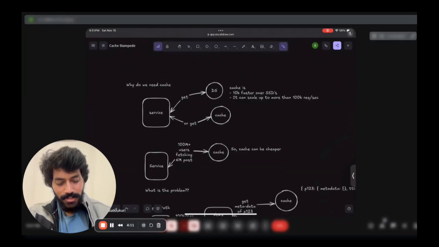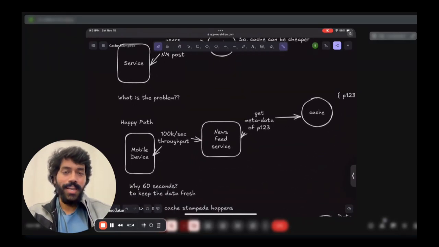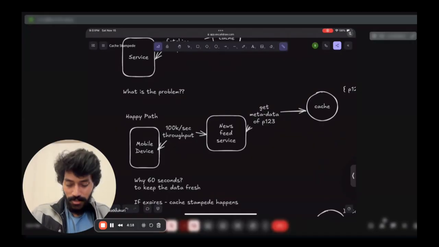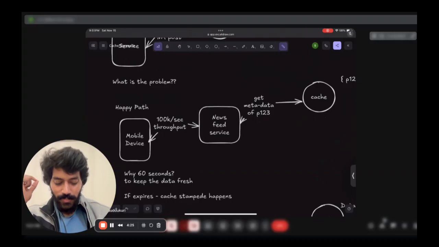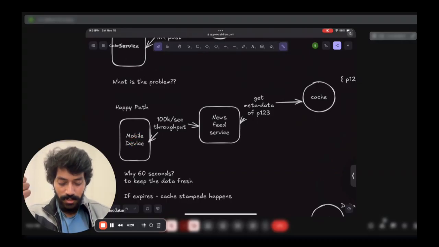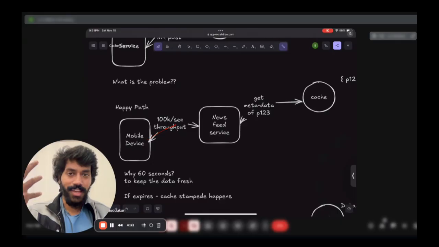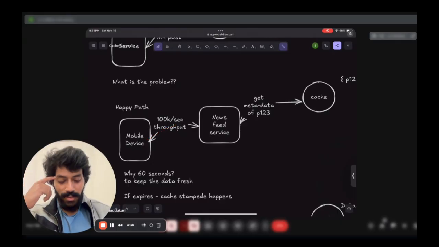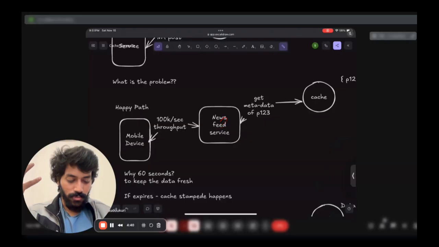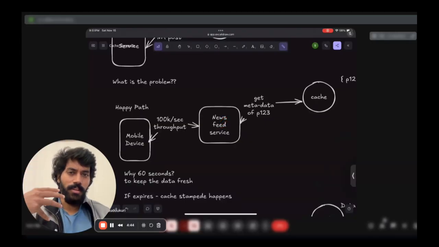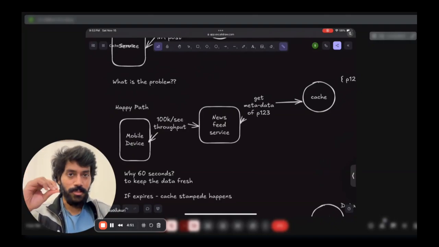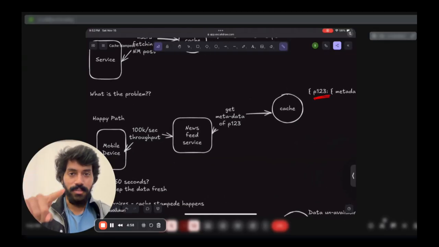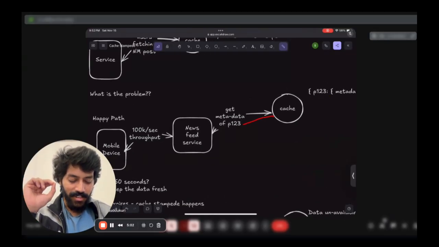Now let's see with an example what exactly the problem is that the interviewer would be interested in, and how we can resolve it. Let's take the happy path. Say you are a user on a mobile device with Twitter, and imagine Twitter at scale is having 100,000 requests per second going to the newsfeed service to get back the news feeds. Imagine these 100,000 people are following Narendra Modi, or Elon Musk, or Taylor Swift, and they are looking for a specific post of one of these celebrities. Imagine that it's already been cached. It's a happy path. It can get that data and return it back to the user.